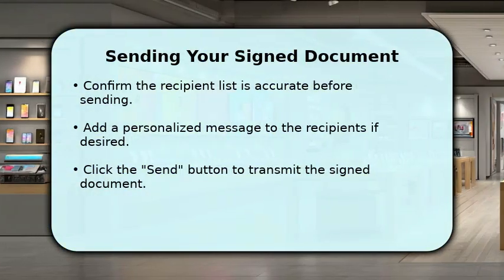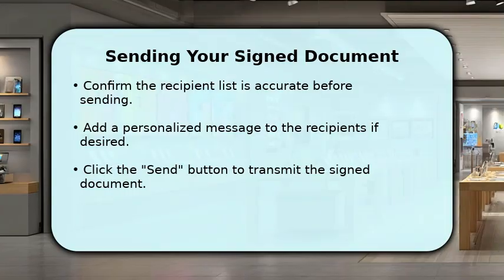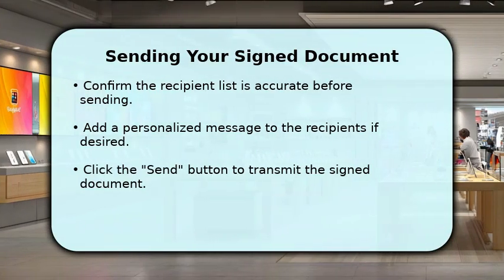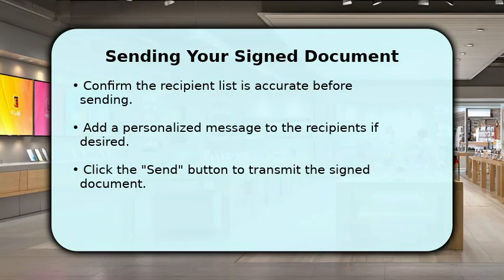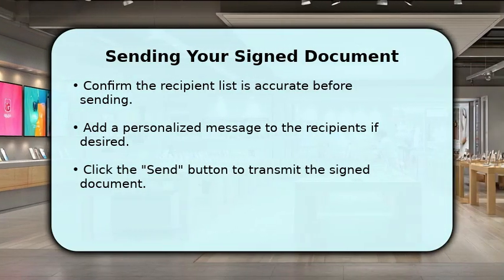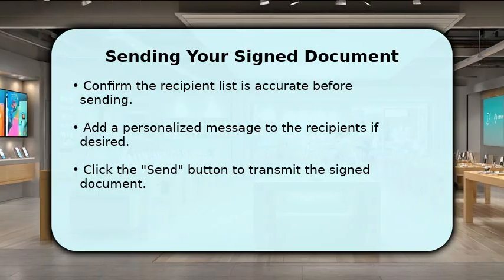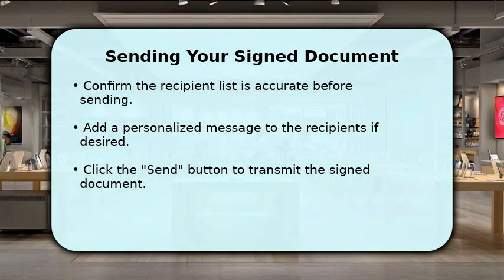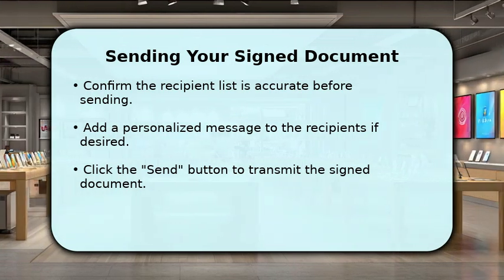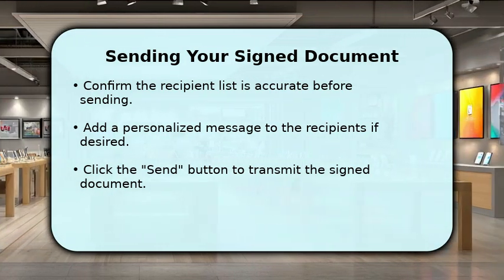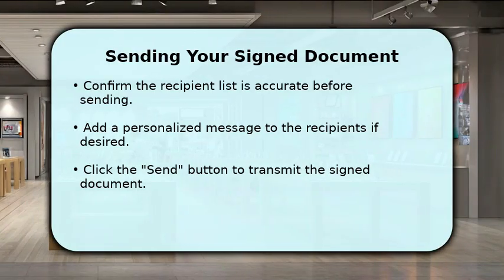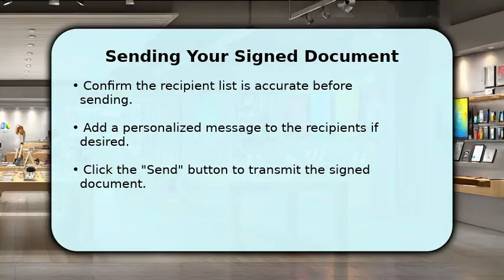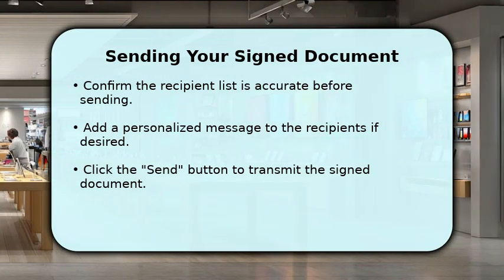With your document now fully signed and reviewed, the final step is to send it. Before clicking Send, take a moment to verify that the recipient list is accurate and includes everyone who needs to receive the document. You also have the option to add a personalized message, providing context or additional instructions to your recipients. Once you're confident everything is in order, simply click the Send button. Your signed DocuSign document will then be securely transmitted to all designated parties.